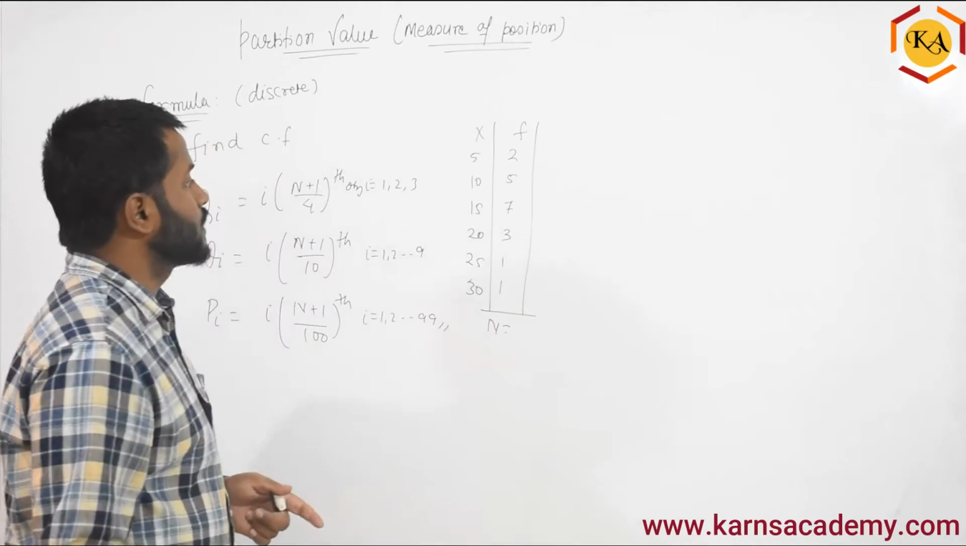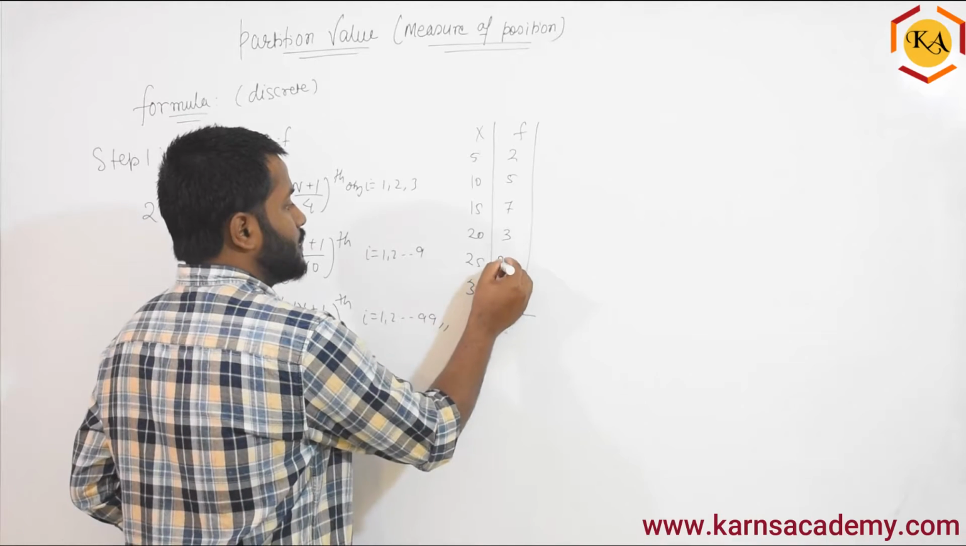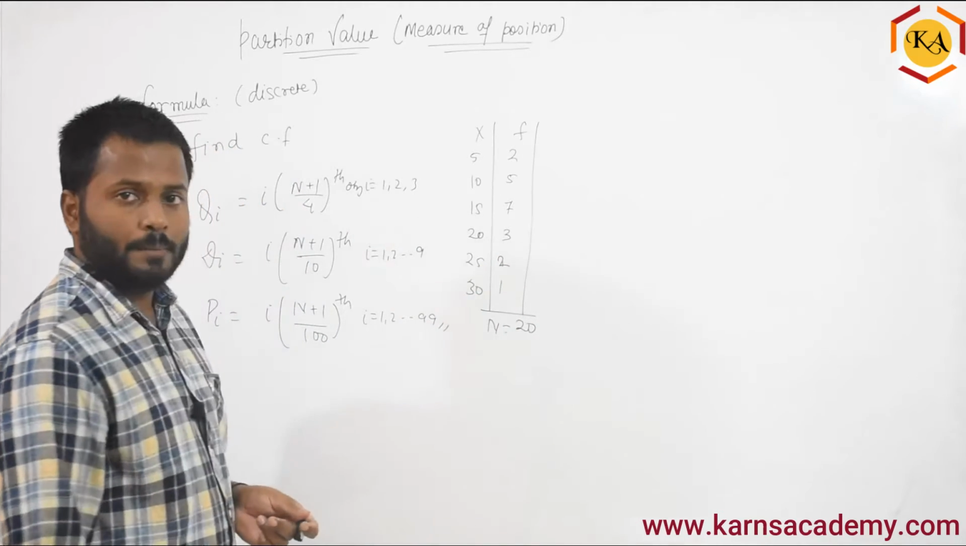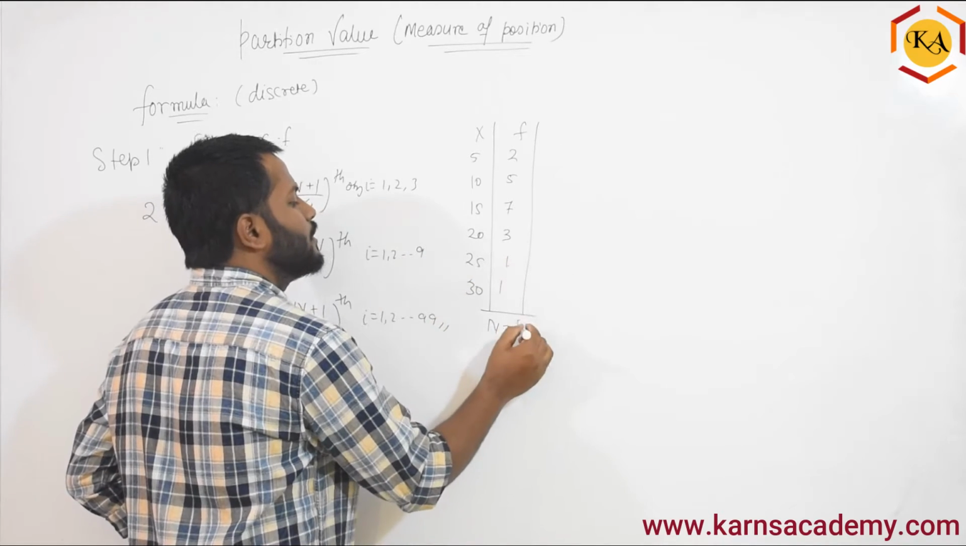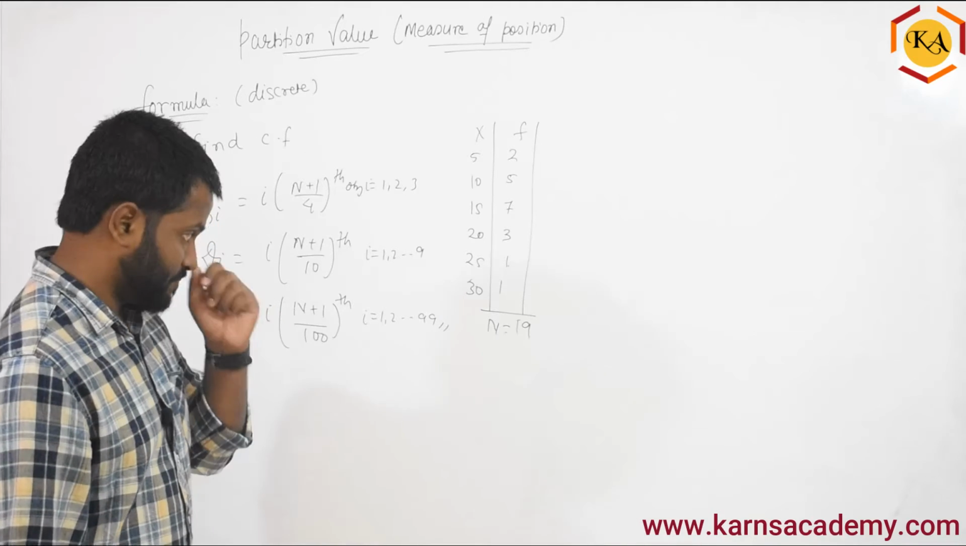2, 2 plus 5 is 7, 7 plus 7 is 14. Let me make this a 2, so it is going to become 20. No, it's okay. If I'm taking one only, let it be. No problem. So N is equal to 90.